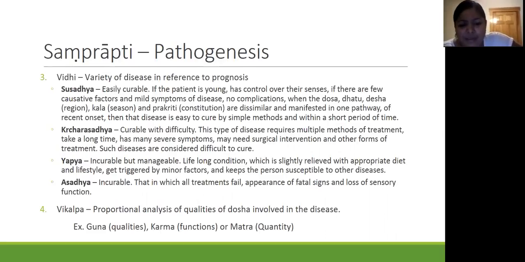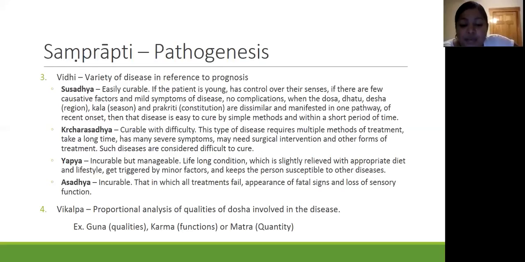So what do we mean by that? What is easily curable? Well, if the person is young, or has very good control over their senses, which means a high tolerance level, or if they have very few causative factors, very few nidanas, or very mild symptoms, very mild rupa, no upadrava or complications. And when the dosha, dhatu, desha, which means the geographical region, kala, season, or prakriti are dissimilar. What do we mean by dissimilar? Why would that be easier?